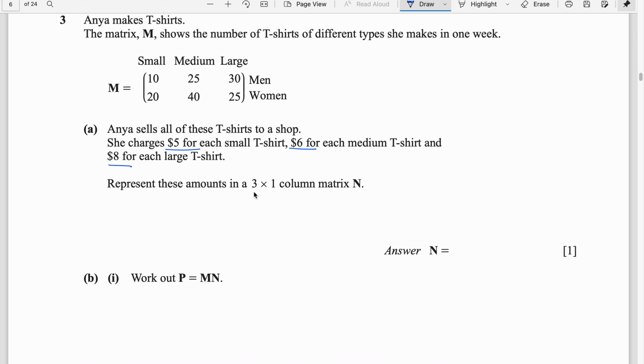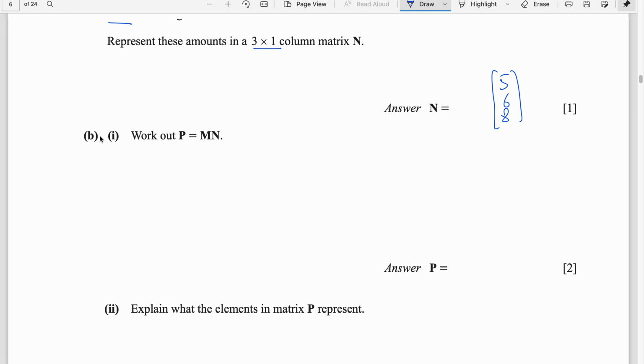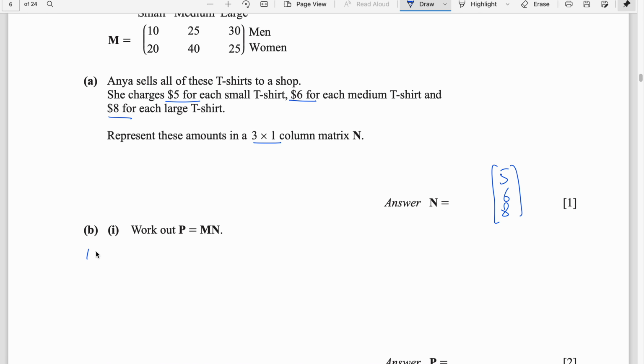Represent this in a 3 by 1 column, so 3 rows and 1 column: 5, 6 and 8. A 3 by 1 matrix. Work out M times N. So this is M, this is N. I write them here for your ease. This is 10, 25, 30, 20, 40, 25.